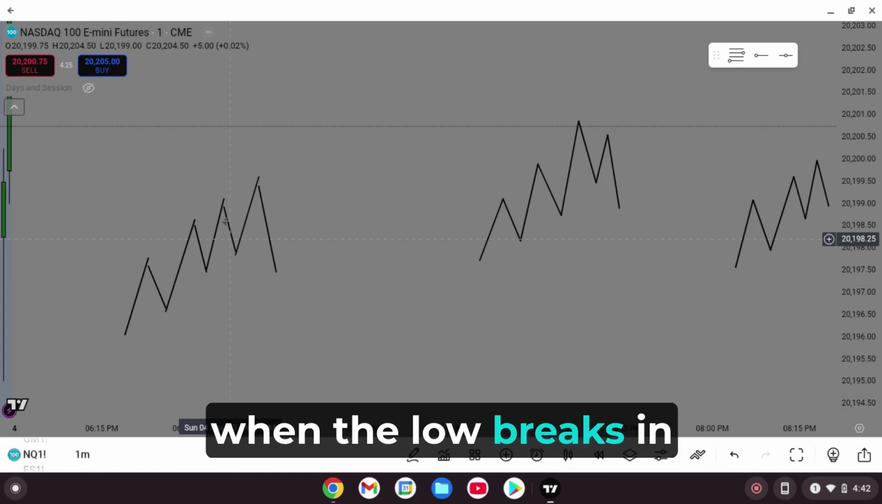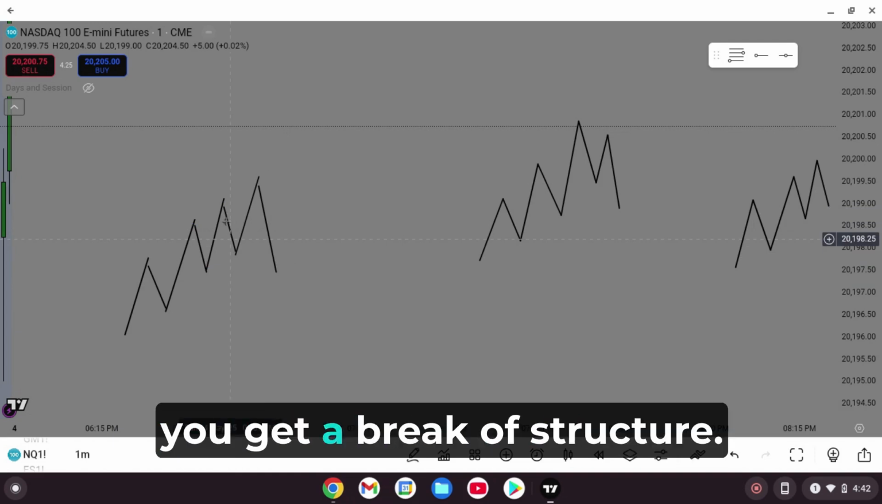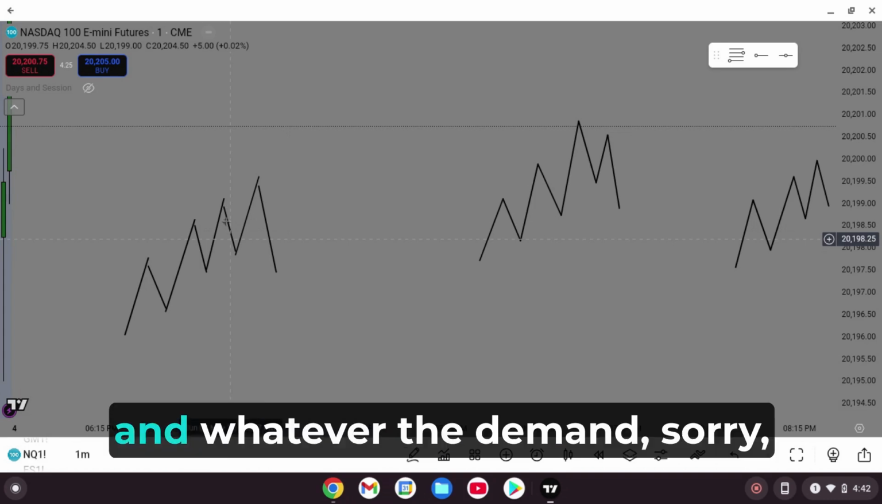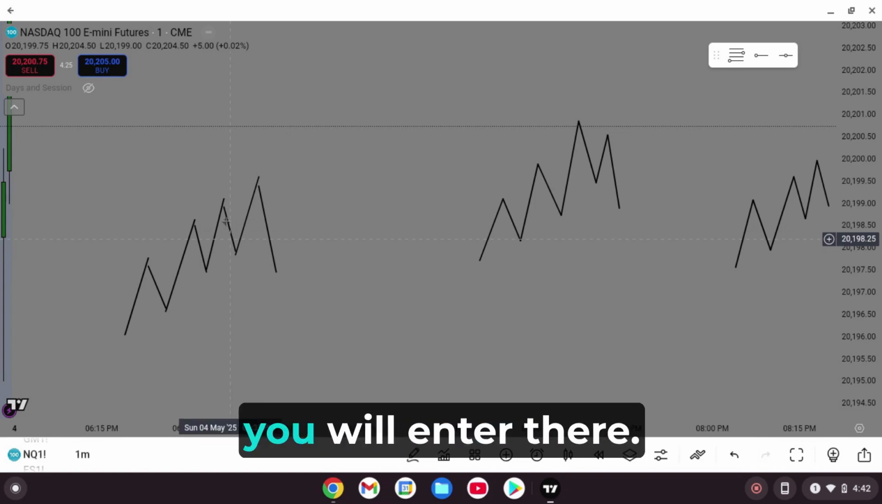First, when the low breaks in high low, you get a break of structure. Here the low breaks, you get a break of structure and you enter somewhere in its 50%, and whatever the premium and discount level is, you will enter there.